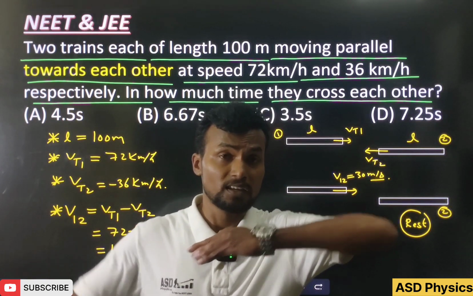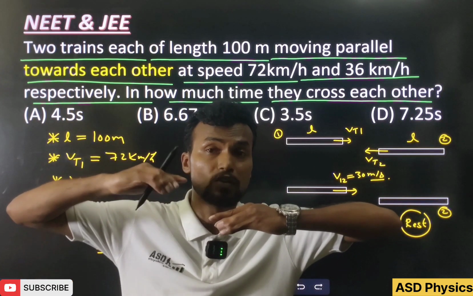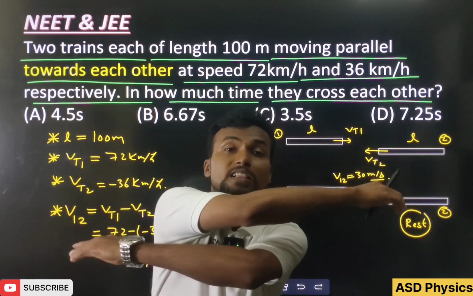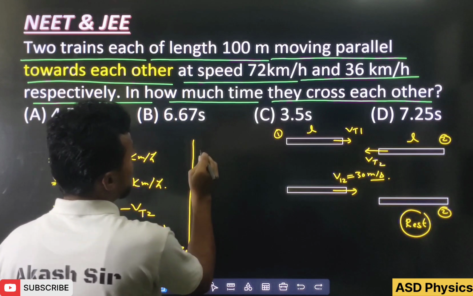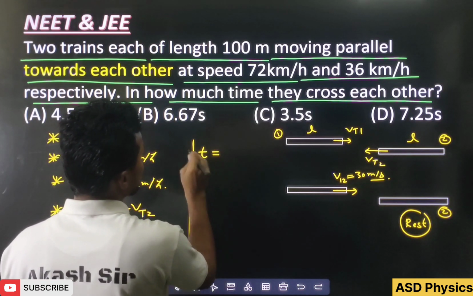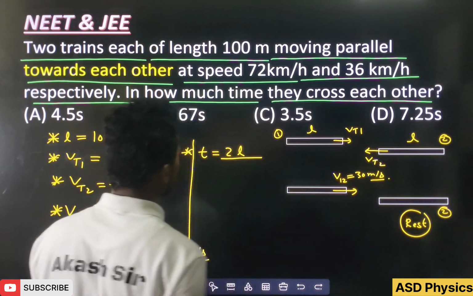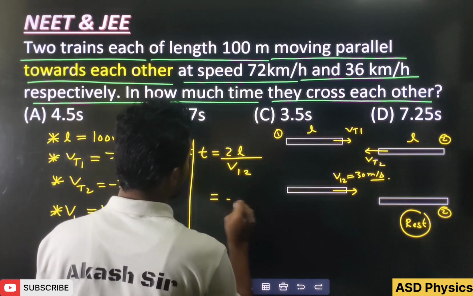Now train 2 is at rest and train 1 wants to cross. First train 1 will travel distance L, then it will travel one more distance L. Then only both will cross each other. In this situation, the time taken to cross is the total distance, 2L, divided by the relative velocity, velocity of train 1 with respect to 2. Can you put the values here?